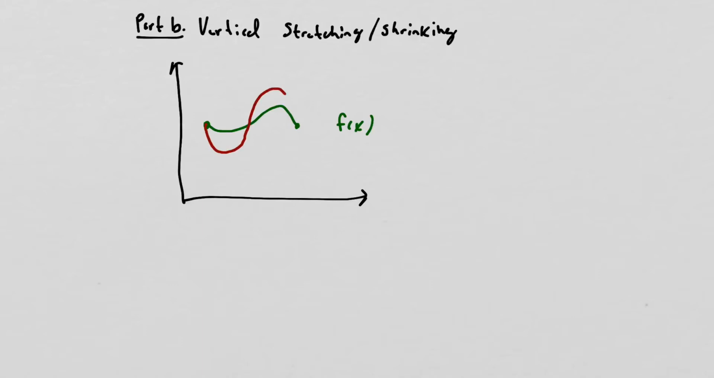Again, we're going to have two different functions. So we'll call this green function f of x here. And let's go ahead and make another function. We'll call this function g of x, and g of x is a vertical stretch of f of x. To translate this picture graphically, or to stretch our function f of x into our function g of x, what we need to do is multiply our function f of x by some constant c.